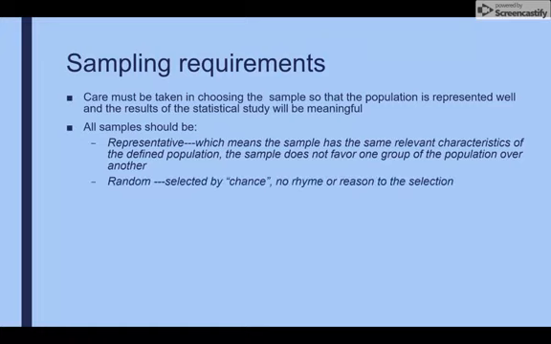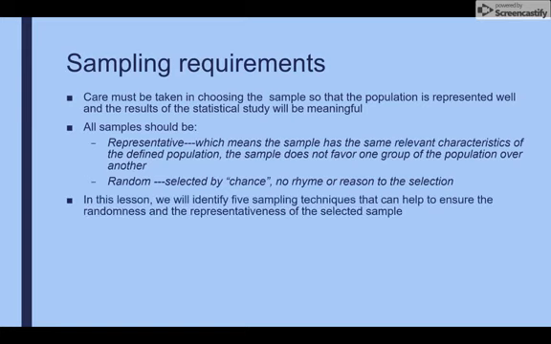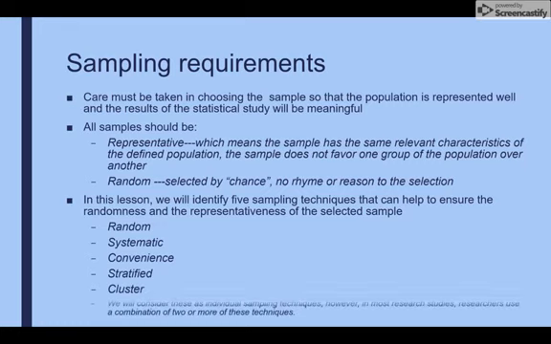The sample should also be random. The participants should be selected by chance. There's really no rhyme or reason to their selection. In this lesson, we're going to look at and identify 5 sampling techniques that can help to ensure the randomness and the representativeness of the sample. They are random, systematic, convenience, stratified, and cluster. And we're going to view these as individual sampling techniques. However, in most research studies, researchers would use a combination of 2 or more of these techniques.